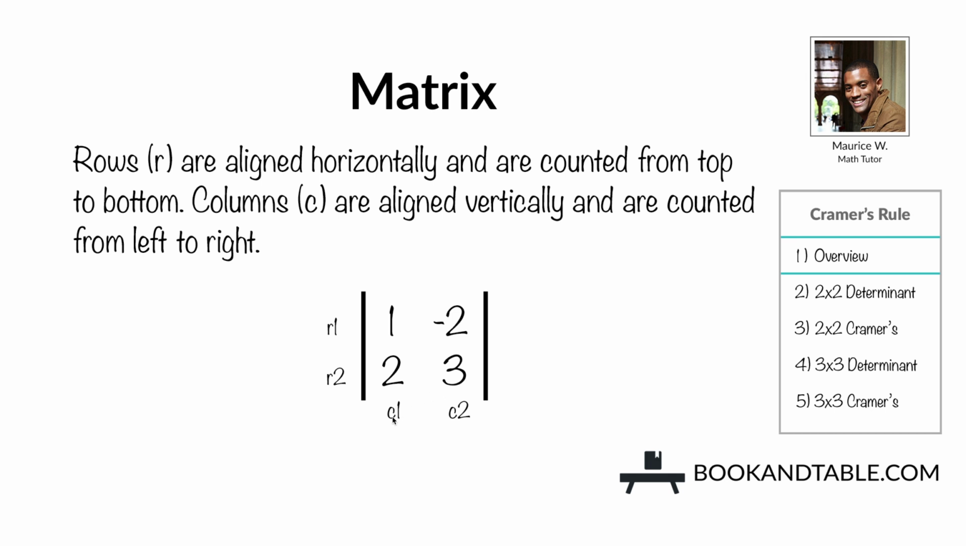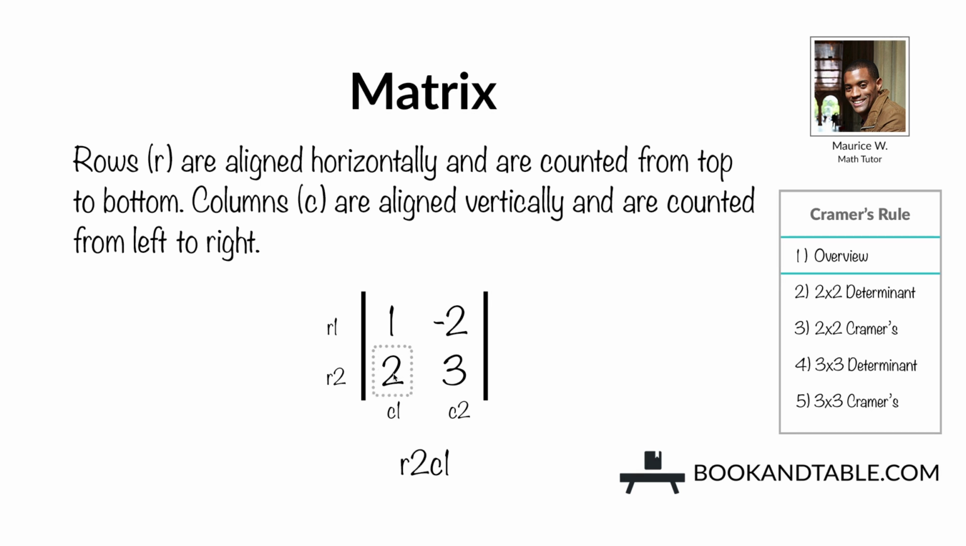Columns are denoted by the lowercase c and are aligned vertically and are counted from left to right. So we start all the way to the left on our grid. This is the first column, C1. This is the second column, C2. So 1 is in row 1, column 1. So this spot in our grid here can be represented with the expression R1C1, the first row, the first column.